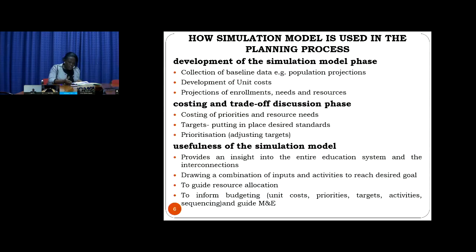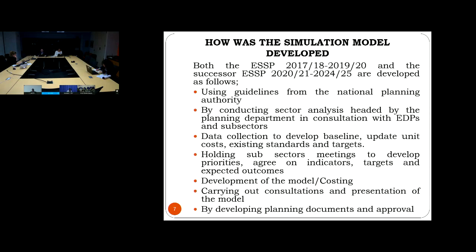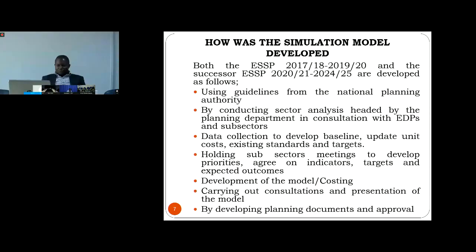And also, I've already discussed the combinations of inputs and activities to reach the desired goals, and also it informs budgeting. Within our budgeting, that's where we pick unit costs for the years of implementation of the strategic plan. From the plan, we pick priorities, the targets, then activities, the sequencing of activities to be implemented in the 5 years of the strategic plan. We pick them as we prepare the budgets. We pick them from the strategic plan. Next slide, please.